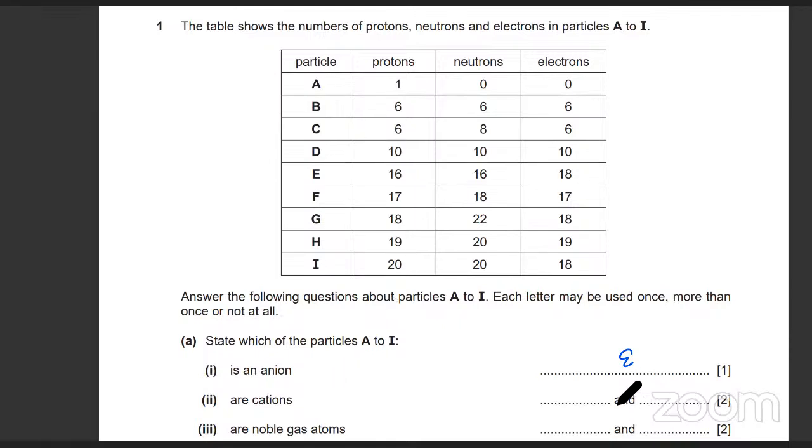Cation कौन सा है? He's asking for two of them, so which ones are cations? I, ठीक है, I is and A. You're going to have more protons than electrons, so that's I and A. A is, ठीक है, more protons, so that's also a cation.